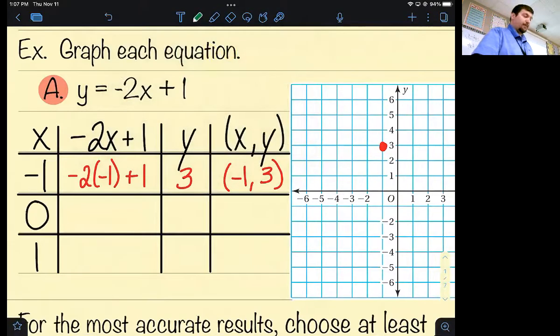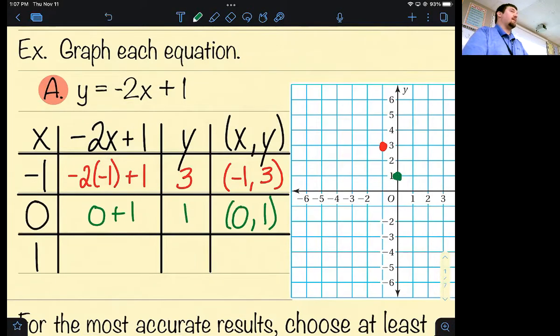Now plug in 0. What's -2 times 0? 0. What's 0 plus 1? So when I plug in 0 for x, it gives me the y coordinate 1. So I know when x is 0, y has to be 1. Now right there, that's enough to graph a line.